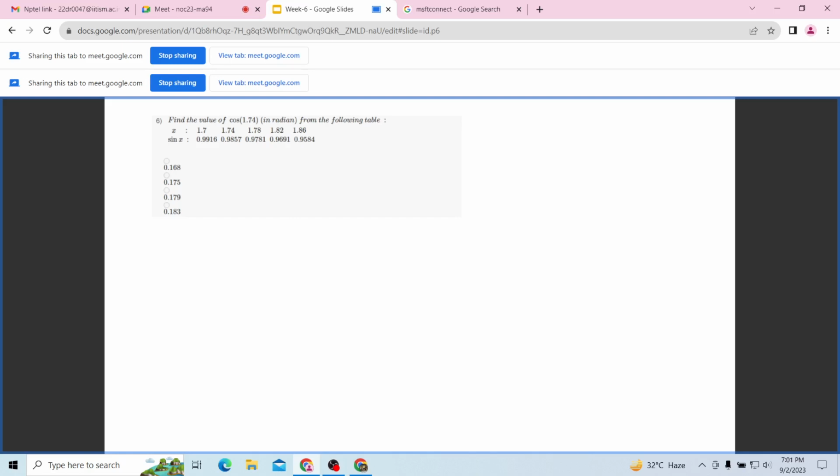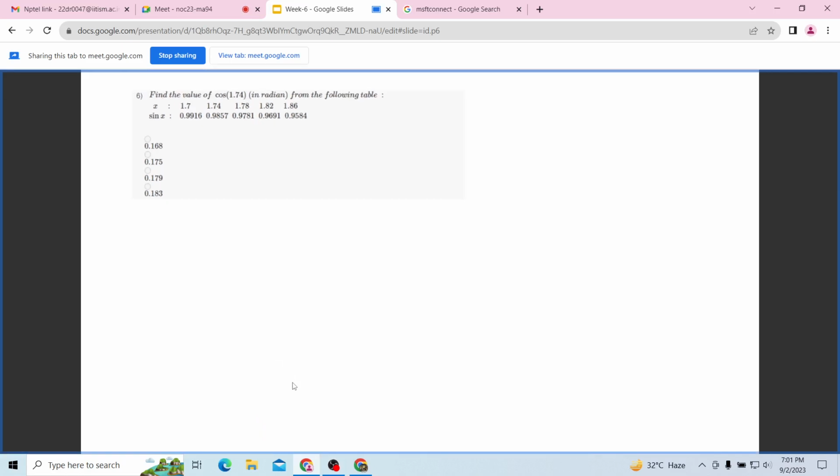Are you getting it? So here, as you have to calculate cos of 1.74, using the given data, as you have been given sin x, consider it as y. So when you take the derivative of this, you will get cos x, right? And you have to calculate at x is 1.74. So simply you have to calculate dy by dx at x equals 1.74. So use Newton's forward difference formula.